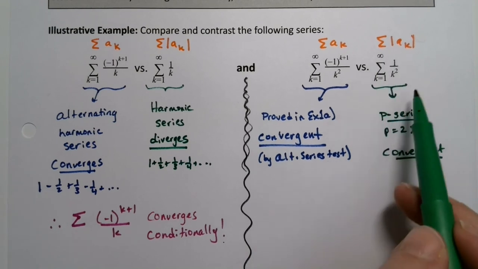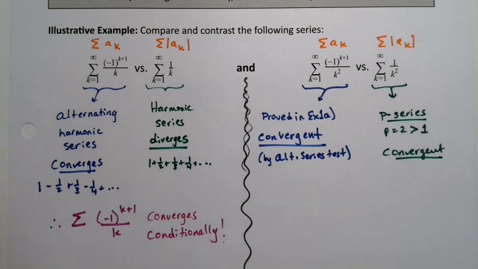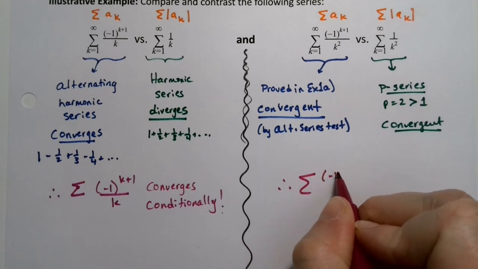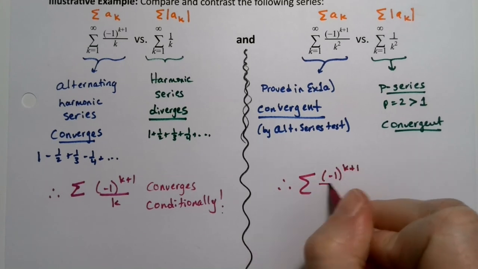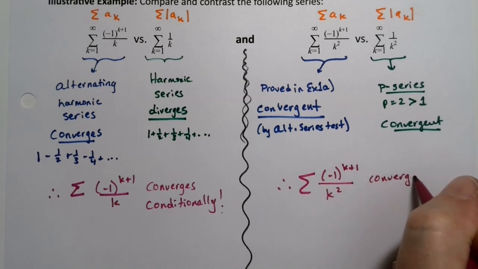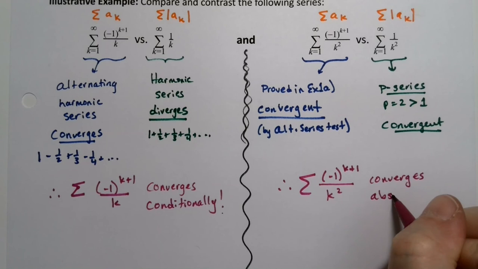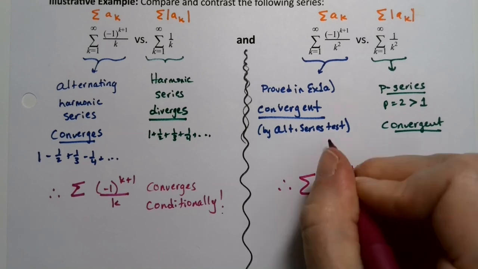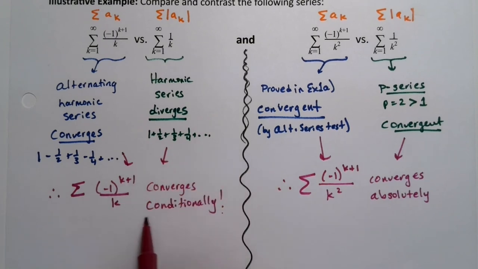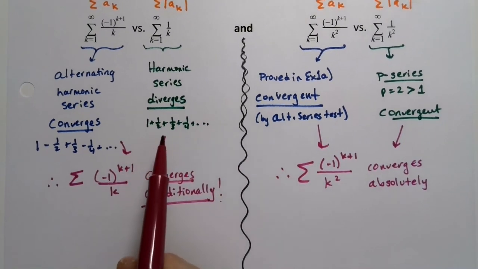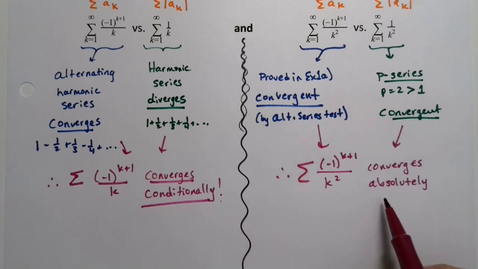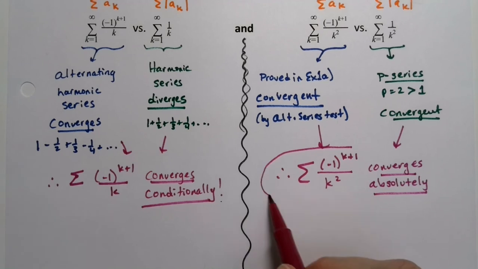Since it converges for the absolute value, that means that the series (-1)^(k+1) over k squared converges absolutely. It converges whether or not it's alternating. Whereas this one only converged when it was alternating, but did not converge when it was all positive. This one converges when it's all positive and converges when it's alternating. Therefore, it's converging absolutely.